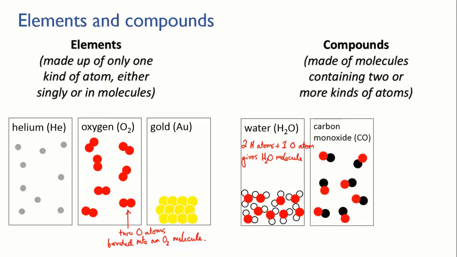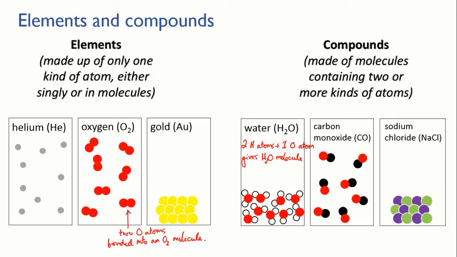Carbon monoxide is another compound, but it's a gas. Its molecules are made of one carbon and one oxygen joined together, hence the name. And finally, table salt, sodium chloride, is also a compound. It's made up of sodium and chlorine bonded together in a lattice. This is not strictly a molecule. It's known as an ionic compound, and later in this course we'll explore in more detail the difference between ionic compounds and molecular compounds such as water and carbon monoxide. For now, you just need to understand that because it involves more than one kind of atom bonded together, it's a compound.